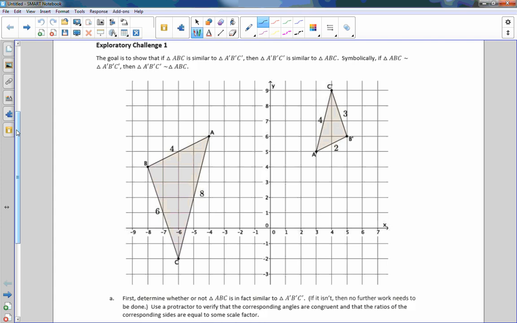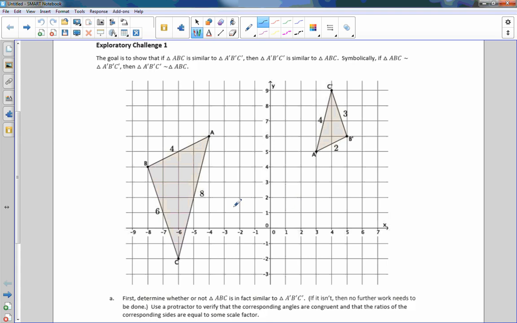So here now says the goal is to show that if triangle ABC, which is over here, the larger one, is similar to the triangle A prime, B prime, C prime, which is here, then A prime, B prime, C prime is similar to triangle ABC. Symbolically, if the first is similar to the second, then the second is similar to the first. So A, first determine whether or not triangle ABC is in fact similar to triangle A prime, B prime, C prime. If it isn't, no further work needs to be done. Use a protractor to verify that the corresponding angles are congruent and that the ratios of the corresponding sides are equal to some scale factor.